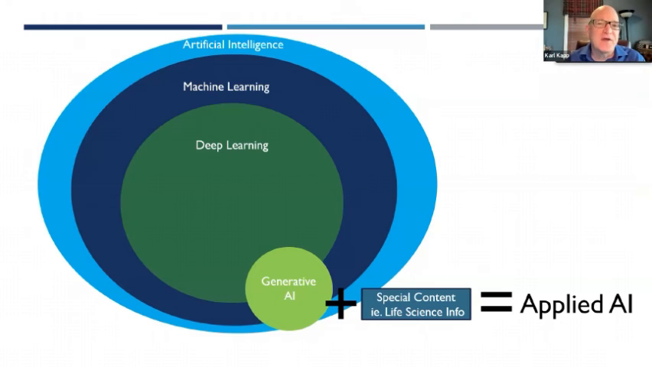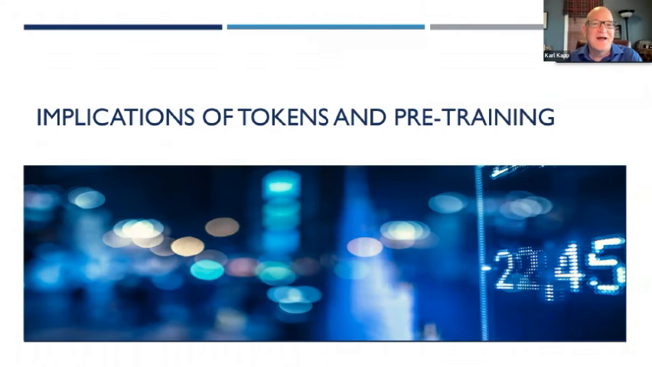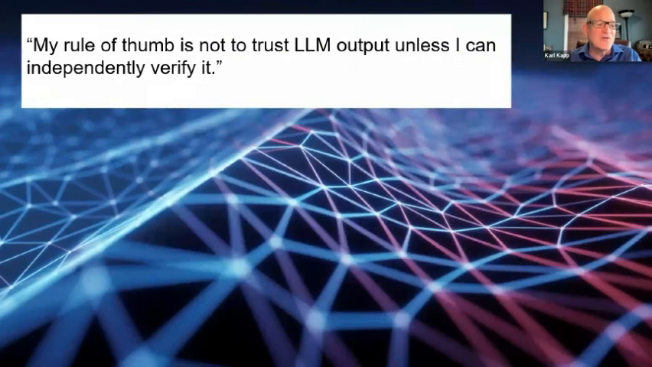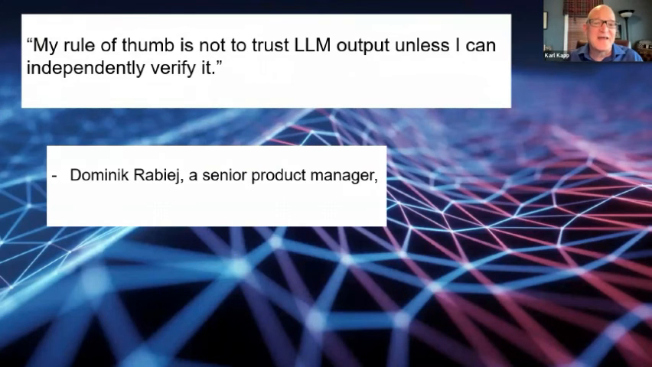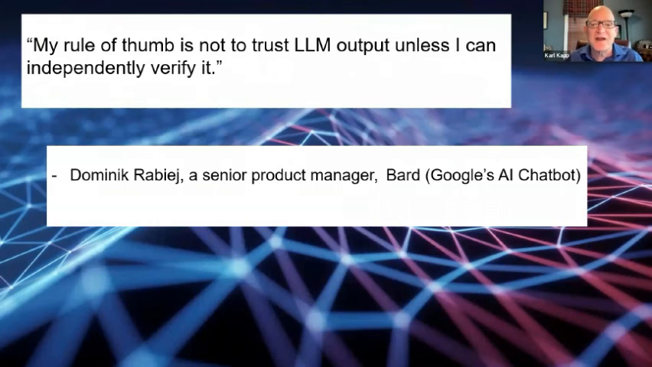Now, one more thing before I go, I just want to mention that there are some implications of the token and of the pre-training. So one of the implications is that we have to be a little bit careful. Here's a quote that says, "My rule of thumb is not to trust large language model output unless I can independently verify it." And that's from somebody who is a senior product manager at Google's AI, Google's Bard, right? That's their kind of chat bot that they have.